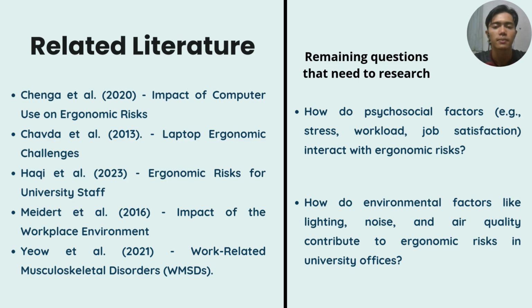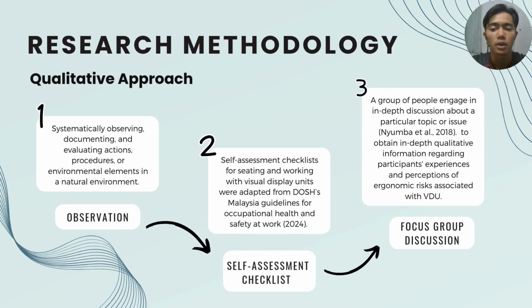academic settings. To collect data, I use a qualitative approach with three key methods, which are observations, self-assessment checklist, and focus group discussion. The first one is observations. I systematically observe, document, and evaluate actions, procedures, or environmental elements in a natural environment. I systematically observe the faculty workspaces, the employees' postures, and workstation setups to identify potential risks.